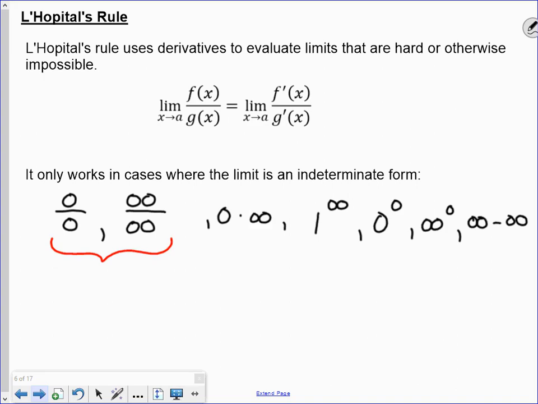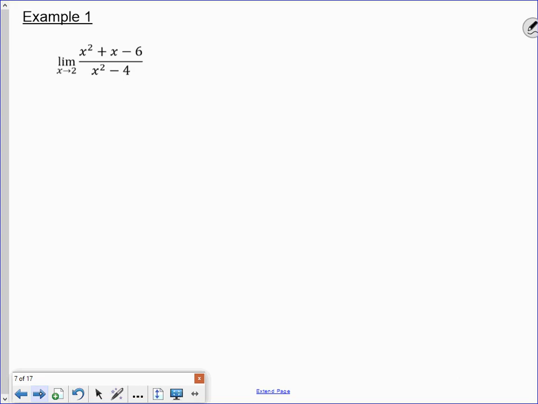Okay? So let's take a look at what this looks like when we put it into practice. Here's an example of a limit. Okay? This is something we actually know how to do. The limit as x goes to 2 of x squared plus x minus 6 over x squared minus 4. If we're following the strategies we talked about in class, our first instinct would be to do direct substitution. We would get 2 squared plus 2 minus 6 divided by 2 squared minus 4, which is 0 over 0. So we're getting one of our indeterminate forms.